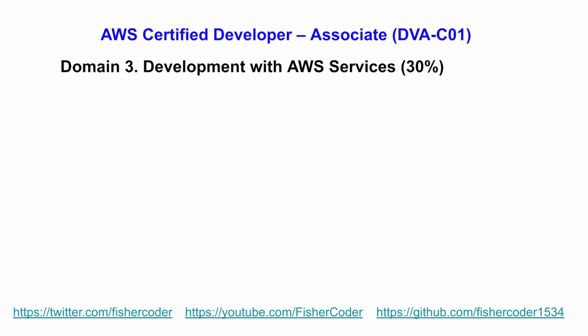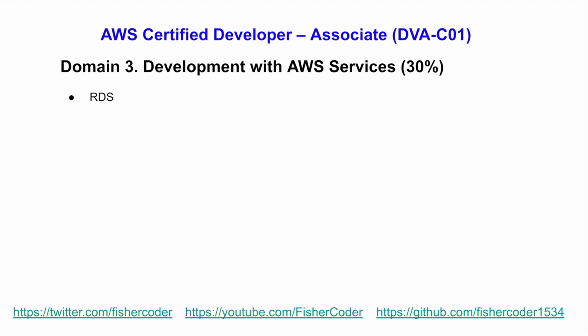So number 3, this is the heaviest or the core part of this exam, which is how do you develop services? How do you develop your application, your services in your infrastructure on top of AWS? It has 30%. The order doesn't really matter. I'm just listing things out as I recall.